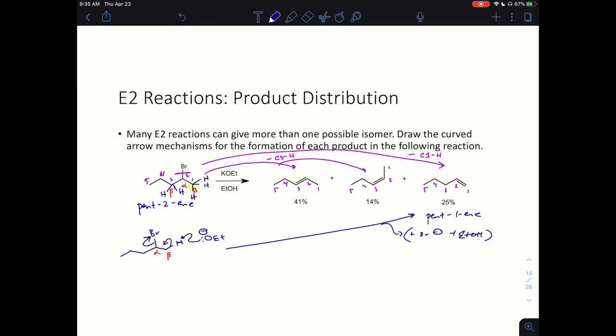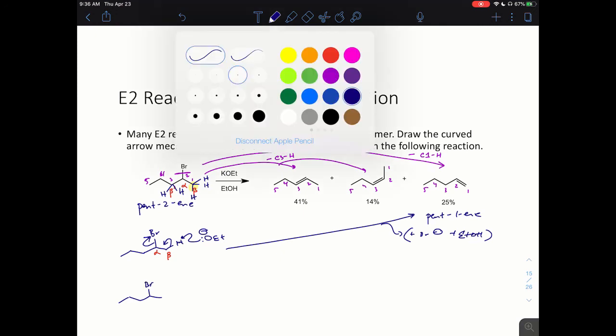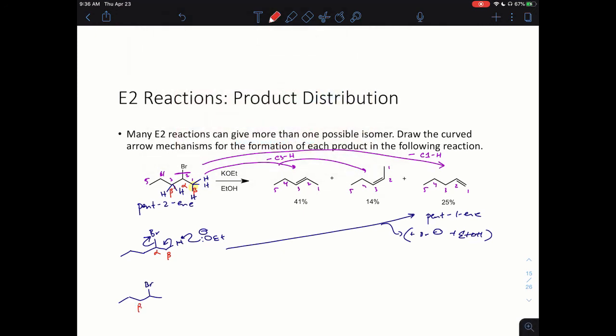Excellent. So now how do we get to the other two products? Well, again, that is from elimination at carbon 3, which is also beta. I called it beta prime, which just means it's different than the other beta carbon. It's also beta to the halogen leaving group. So this time we'll have the base come in and deprotonate, and the bromide leaves, and that will give us both of these products. Well, it's like a little maze. Okay, that'll give us these products here.